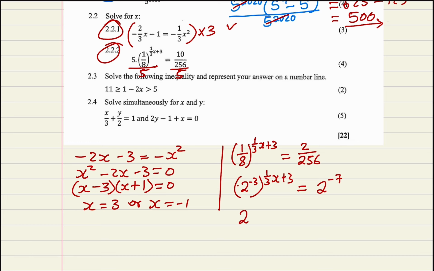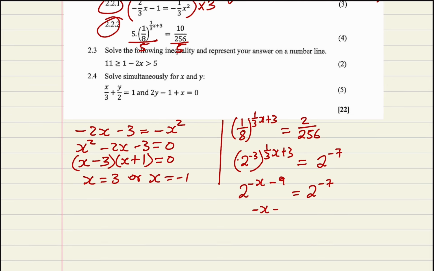I'll have 2 raised to, this one and that one will give us negative x. This one and that one will give us negative 9. It's equal to 2 raised to negative 7. That means negative x minus 9 is equal to negative 7. Then we swap, then we have x is equal to negative 9 plus 7. So x is equal to negative 2. So we're having x equals negative 2, okay?